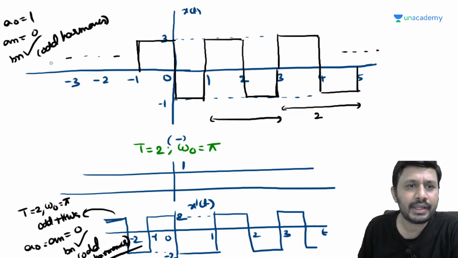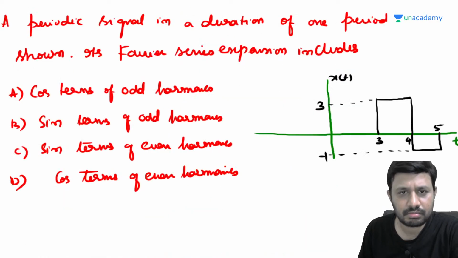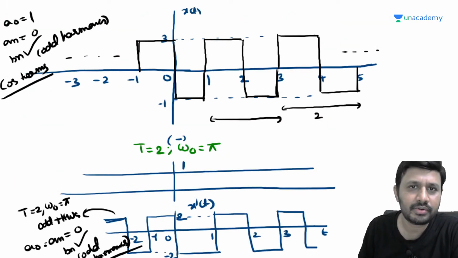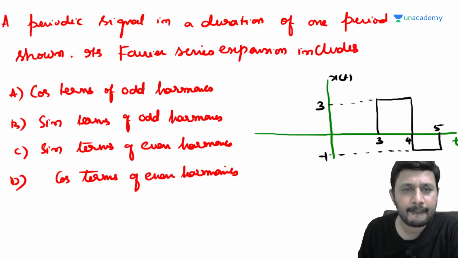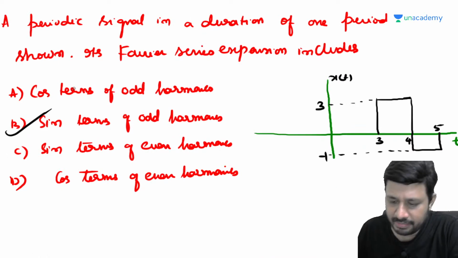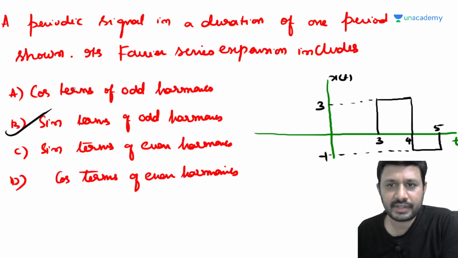Right. So BN means cosine terms. Sorry, BN means sine terms, not cosine terms. BN means sine terms. Option B will become the answer. Option B is the answer.